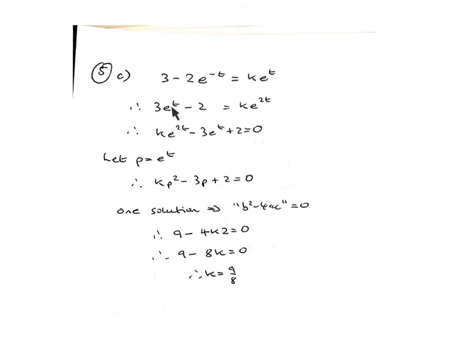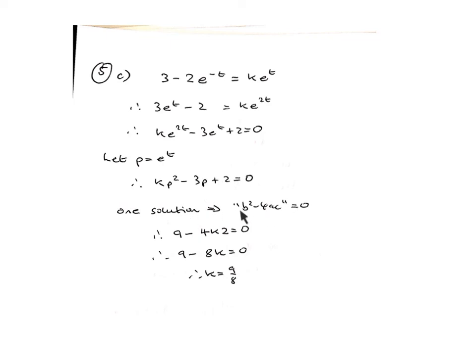3 times e to the t. e to the t times e to the minus t is 1. And e to the t times e to the t is e to the 2t. Rearrange that equation. It's now quadratic in e to the t. So just to simplify things, I've written p equals e to the t. So it's k p squared minus 3p plus 2.